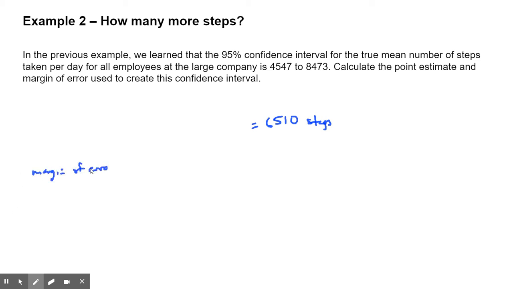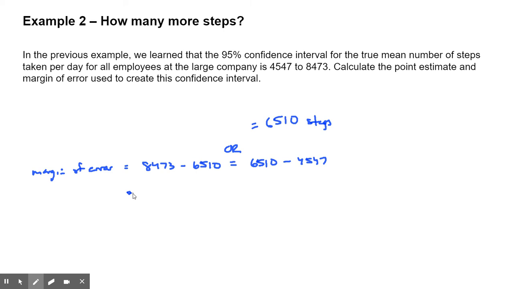The margin of error is the distance between your point estimate and those far values. So you could do it 2 ways. You could take the largest value and subtract the point estimate, or you could take the point estimate and subtract the smallest value. This is an or, not both. You can do one or the other. I don't care which one you do. All right, you'll get the same answer both times.